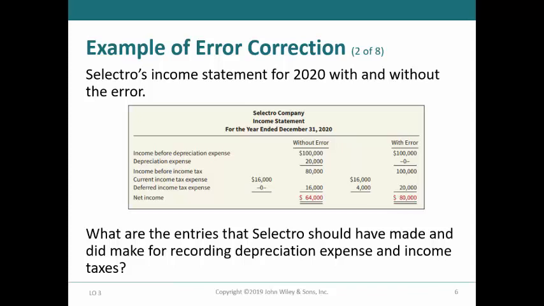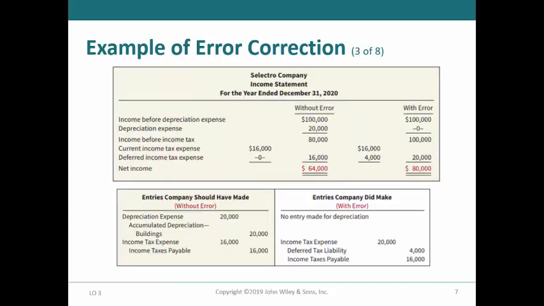The first step in the process of error correction is analyzing the effects of the error. We see that net income was overstated by $16,000 net of tax because the depreciation expense of $20,000 was omitted and income tax expense was overstated by $4,000. This slide shows the entry that was made with the error and the entries that should have been made.